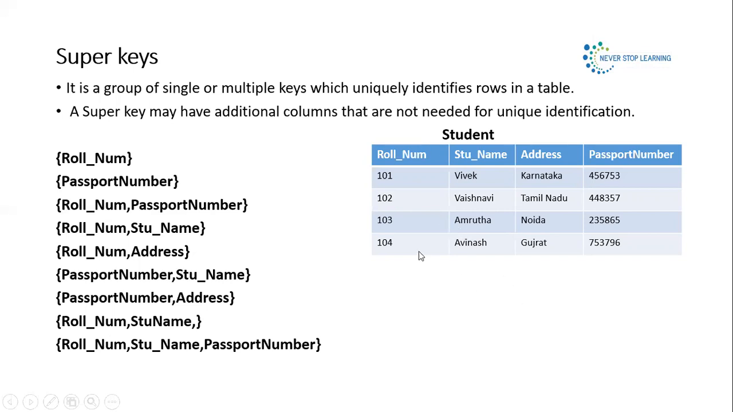This student table is having four attributes, four columns: roll number, student name, address, and passport number. And all the following sets of super key are able to uniquely identify the row of this student table. So if you can see roll number, now each and every student has a unique roll number. So I can take roll number because it has the power to uniquely identify this table. If I'm saying I want data of the student whose roll number is 103, I can uniquely fetch this row, that I can get Amruta, Noida, and passport number of Amruta, right? So roll number can be a super key.